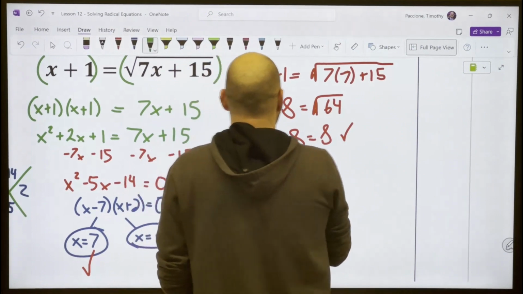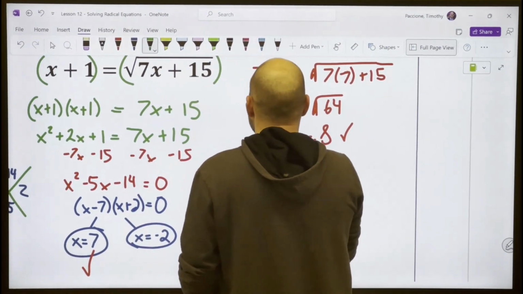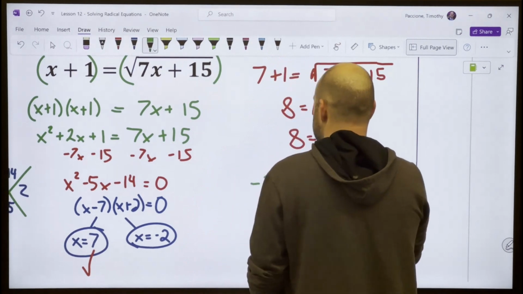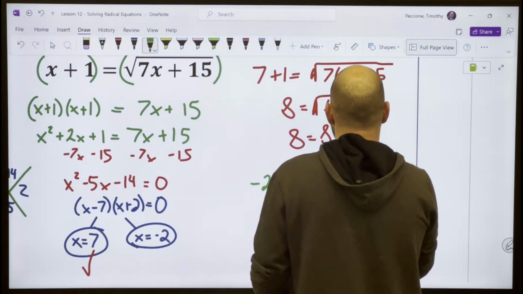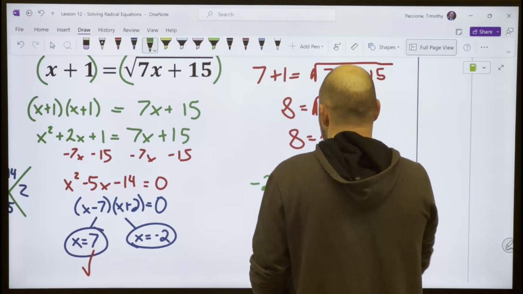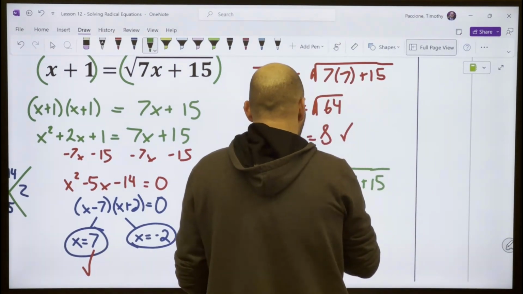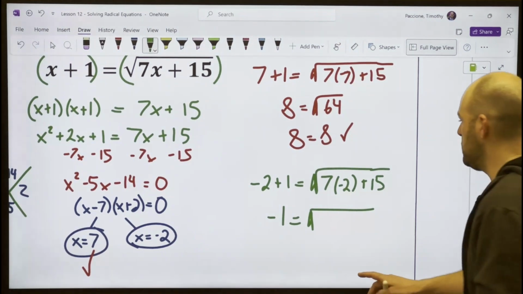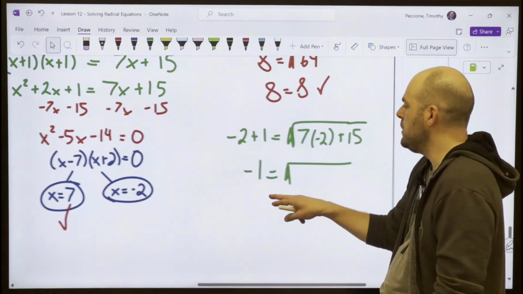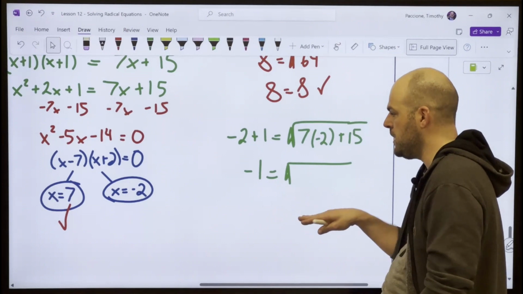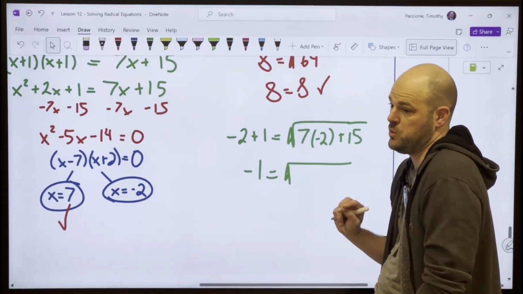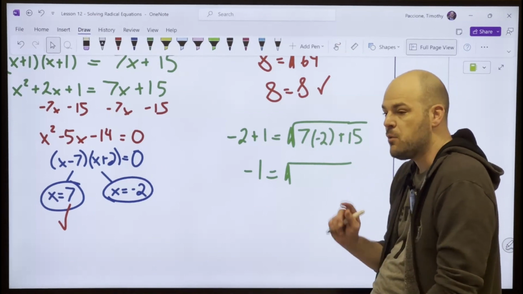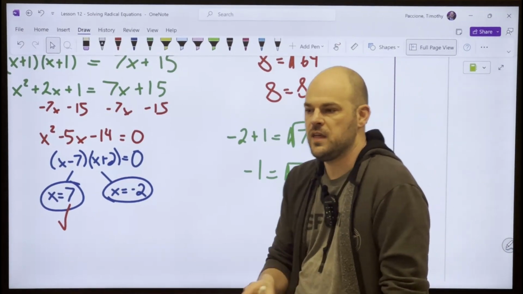All right. -2 plus 1 equals the square root of 7 times -2 plus 15. You can't have a negative. -1 equals, pause, done. Don't need to do anything else. If at this point you get this far and you write underneath it, I'm done, you can't square root and have a negative, I know this is wrong, that would be enough for me. That would tell me more about what you know than if you finish this problem.